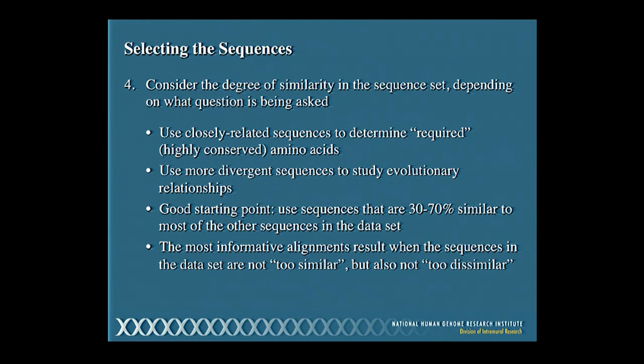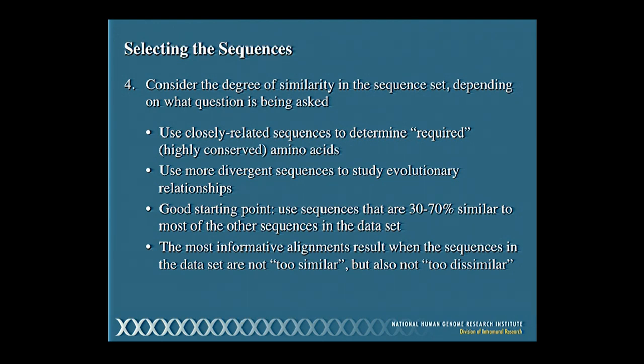So it depends on what question you want to ask. If you're looking for required or highly conserved amino acids, you want to push towards having much more closely related sequences. If you want to go the other way and study evolutionary questions, you want to use more divergent sequences. So a good place to start, I think, is sequences that are about 30 to 70% similar, because that's going to hedge your bets on both of these things.